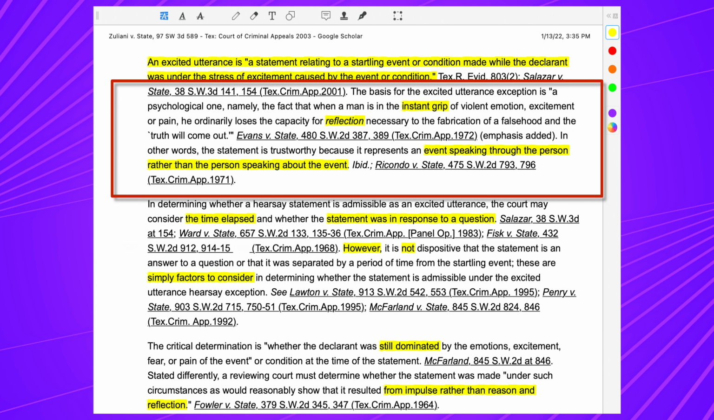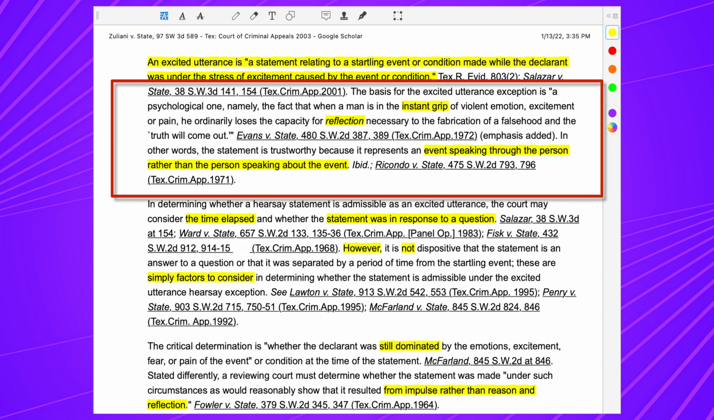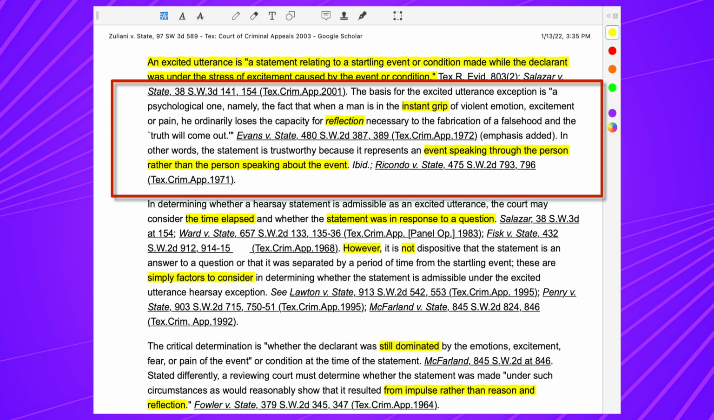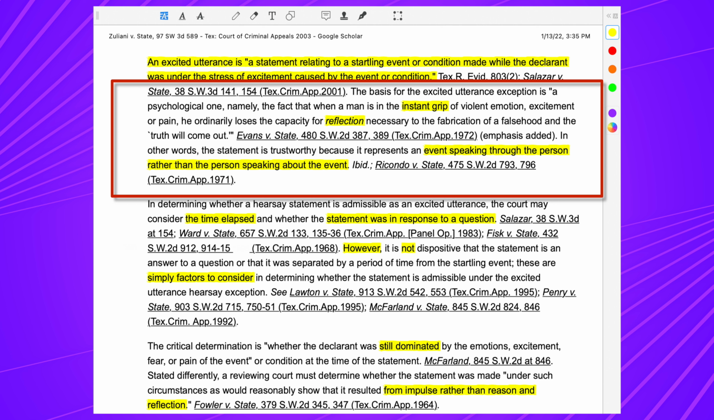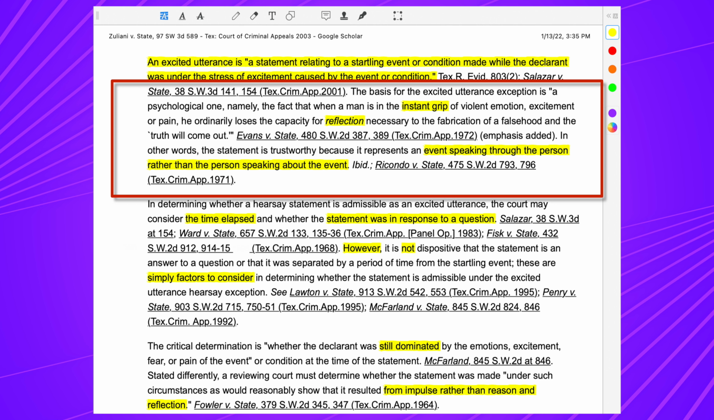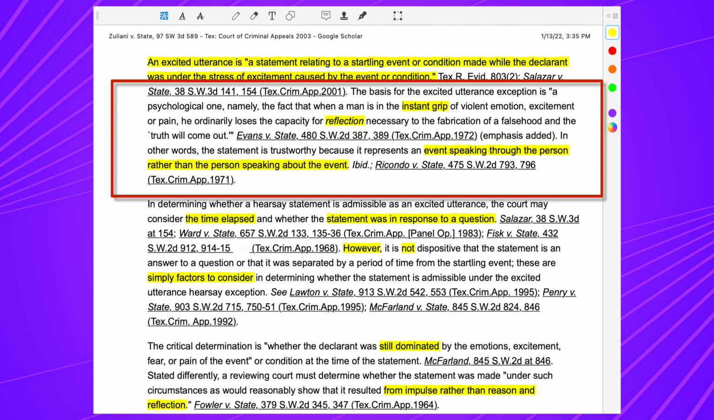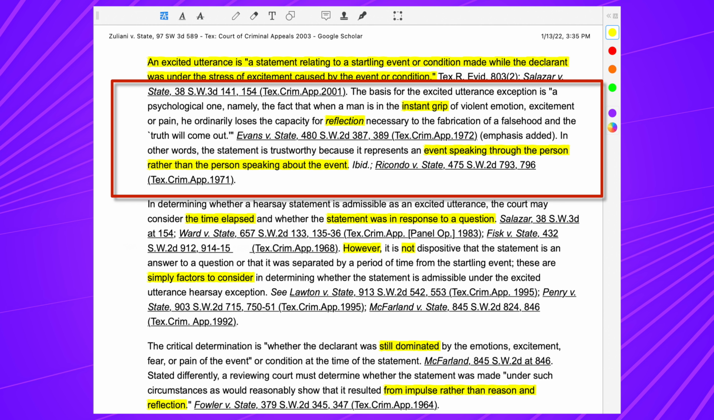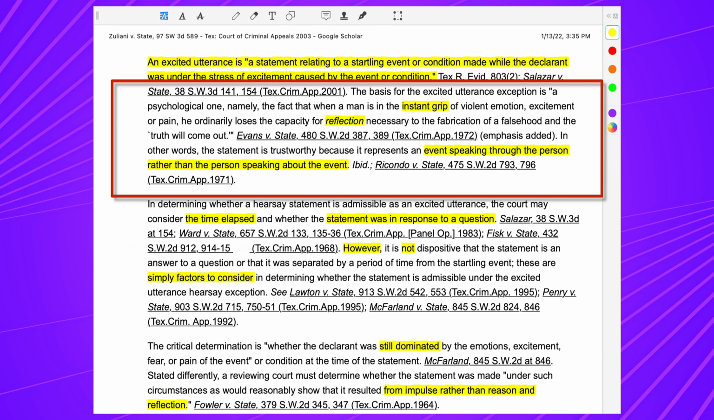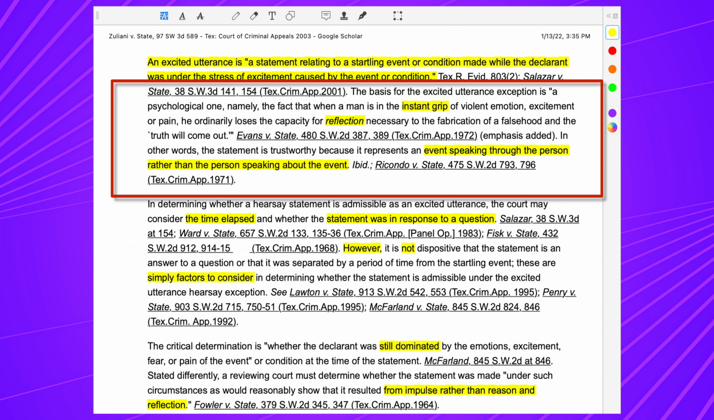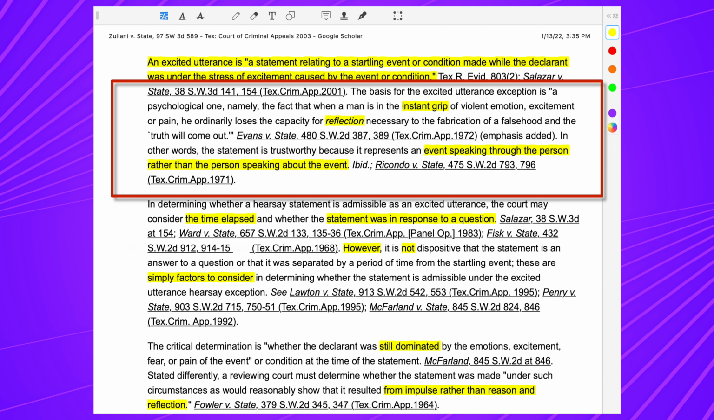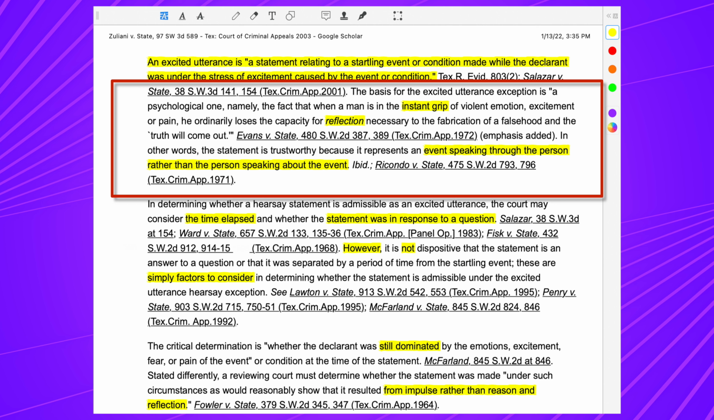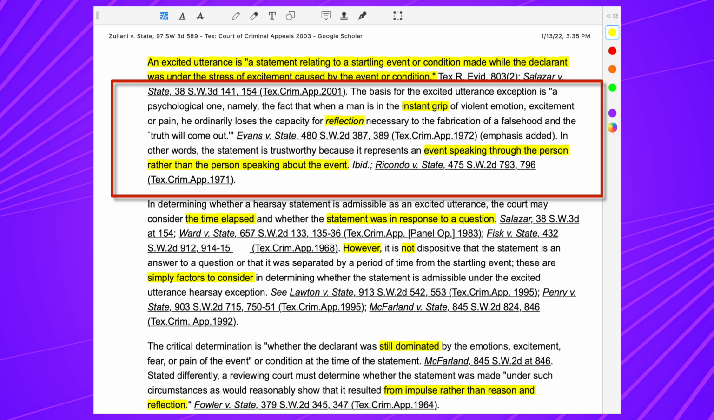Now, the court says that the basis for the excited utterance exception is a psychological one, namely the fact that when a man is in the instant grip of violent emotion, excitement, or pain, he ordinarily loses the capacity for reflection necessary to the fabrication of a falsehood, and the truth will come out. In other words, the statement is trustworthy because it represents an event speaking through the person rather than the person speaking about the event. I absolutely love the way the court put that.